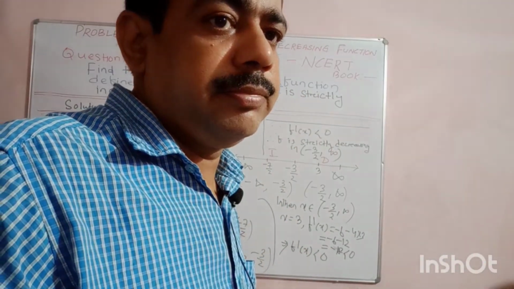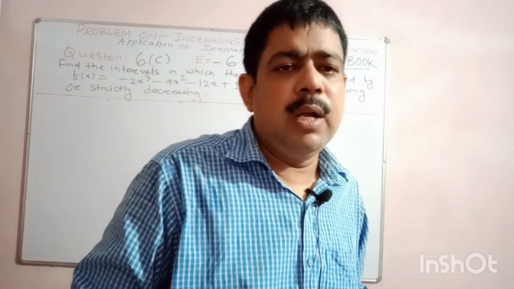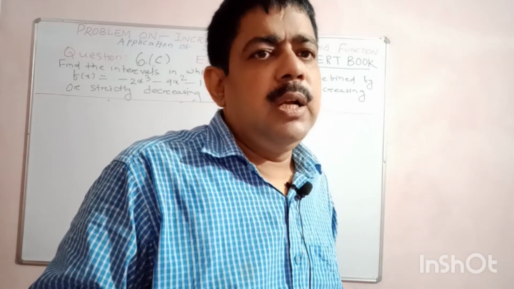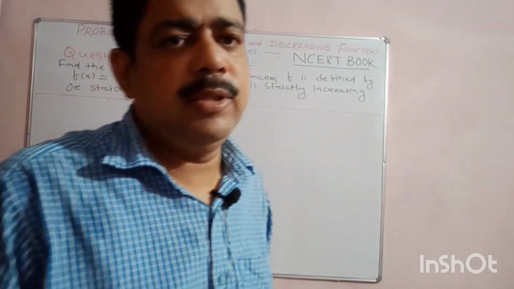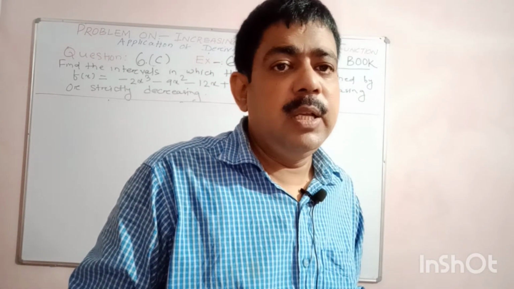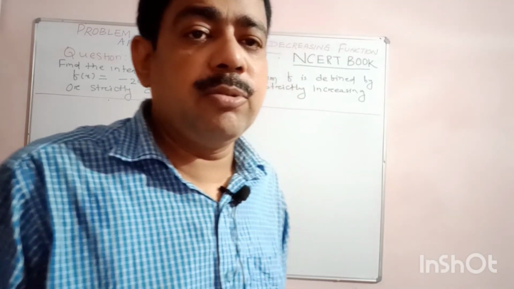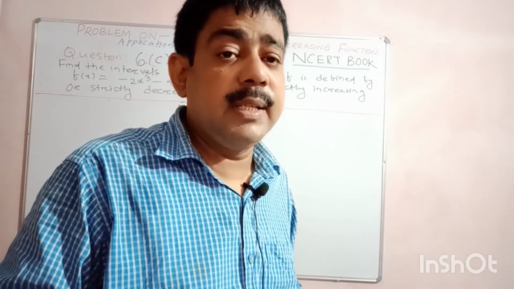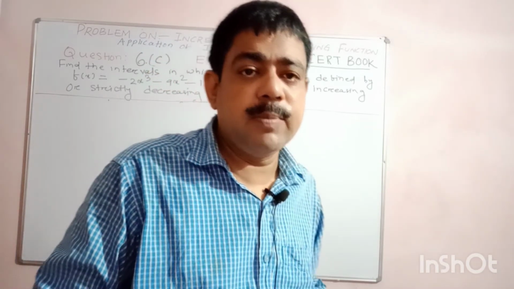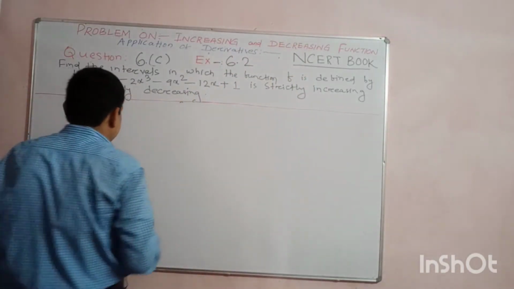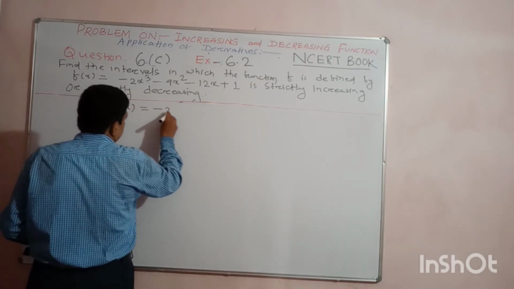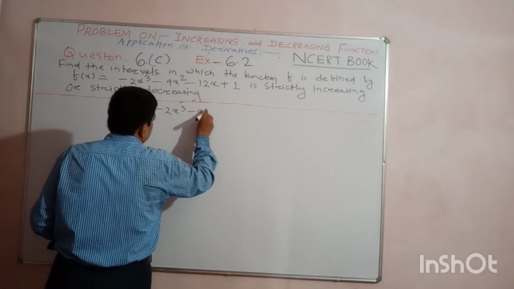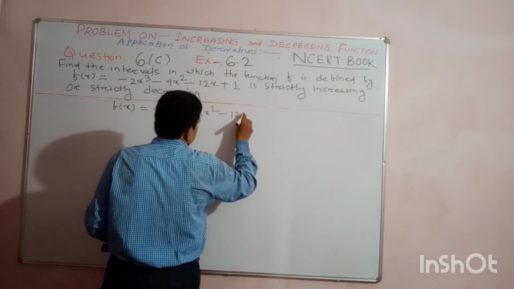Thank you. Students, in this problem I am discussing question number 6, third part, based on the concept of increasing and decreasing functions from your NCERT book, standard 12 mathematics, exercise 6.2, based on the application of derivatives. Here a function is given, and we have to find in which interval the function is strictly increasing and in which interval it is strictly decreasing. The function is f(x) = minus 2x cube minus 9x square minus 12x plus 1.